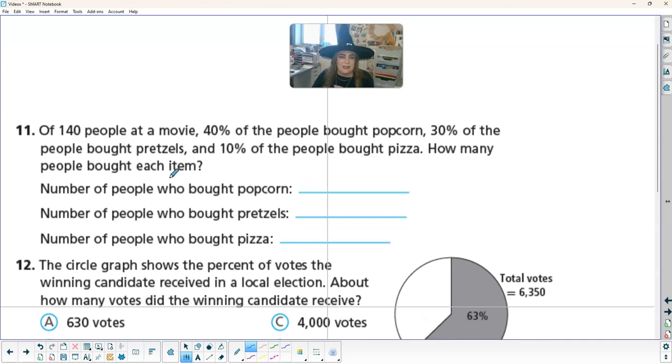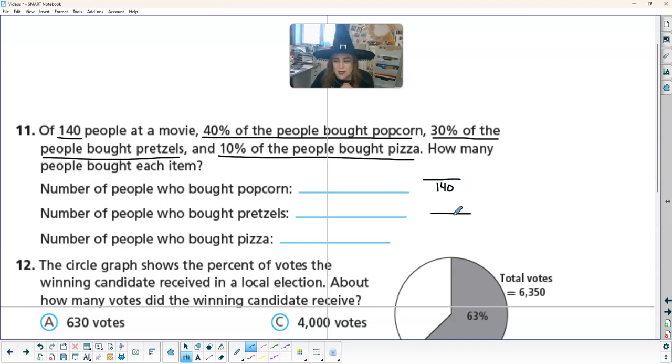Number 11 tells us that of 140 people at the movie, 40% bought popcorn, 30% of the people bought pretzels, 10% bought pizza. How many people bought each item? So every time our total is 140. So we're going to set up these problems. Our total is 140 every single time. There was a total of 140 people. So popcorn is 40%.